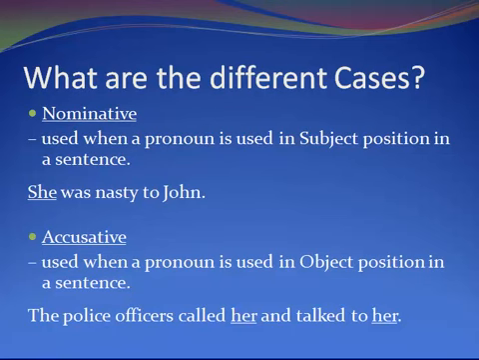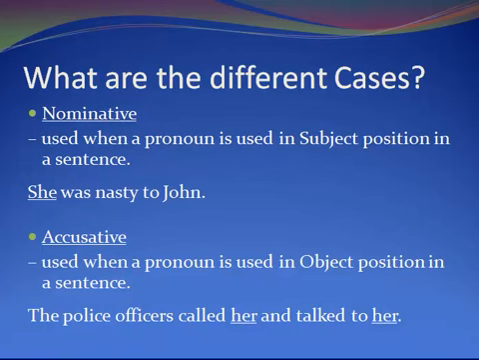Accusative case is used when a pronoun is in object position in a sentence, both following a verb and following a preposition. So for example, the police officers called her and talked to her. Again we've got third person singular feminine, but now we're using the accusative form, which is her, whereas before, when we had the subject, we used the nominative form she.